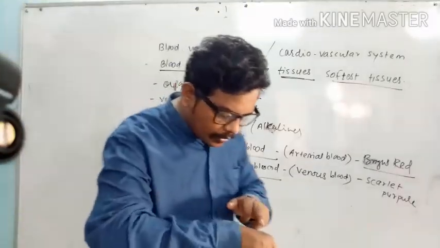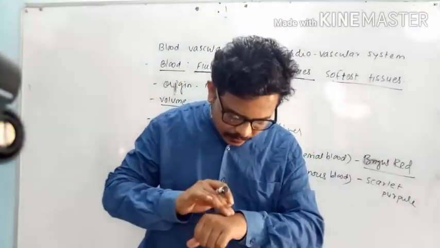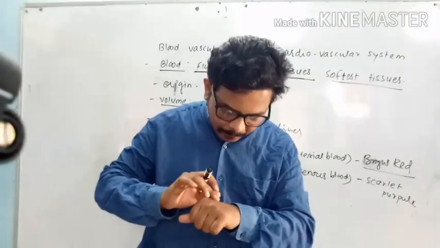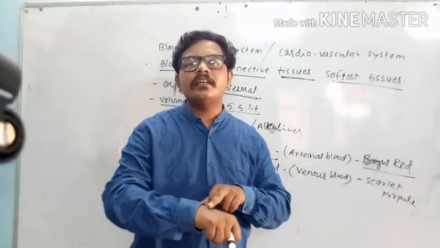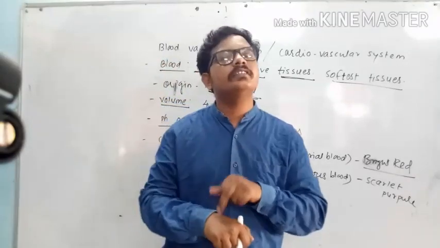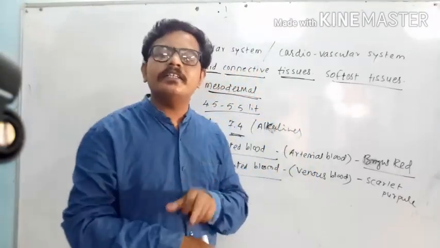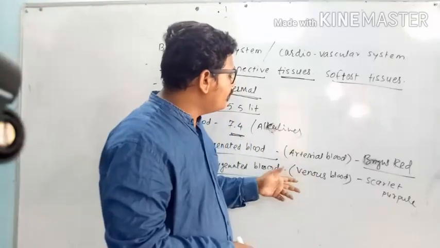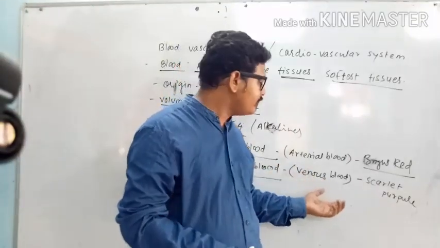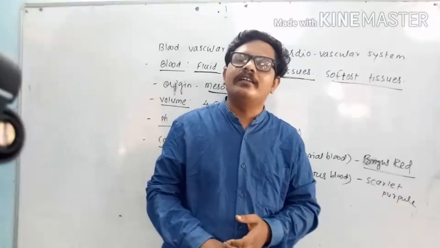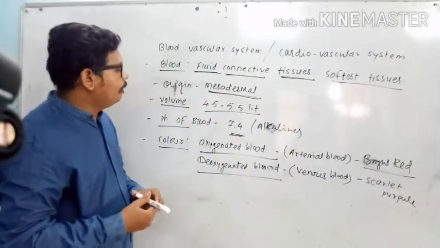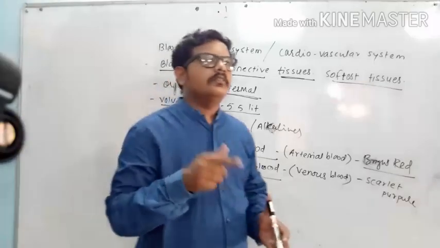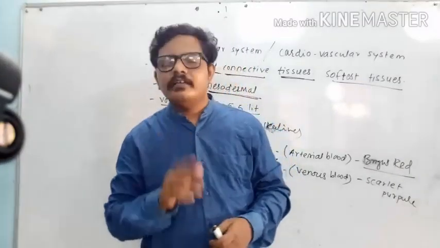That's why our superficial veins, these vessels you can easily palpate or easily see, are greenish in color. It is because they contain deoxygenated blood, and this deoxygenated blood contains carbon dioxide. It is because the blood present in the veins is scarlet purple in color. Okay, these are the general properties of the blood. Remaining part we will see in the next lecture.